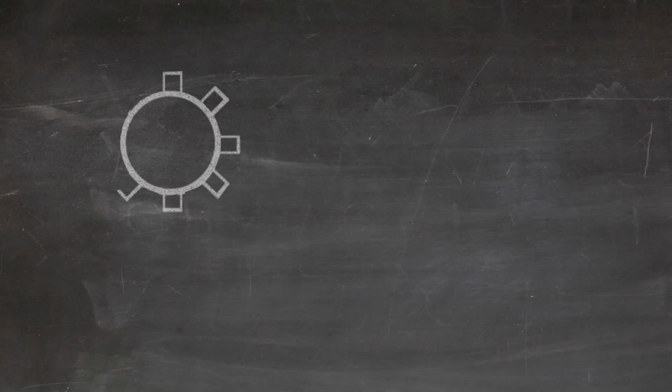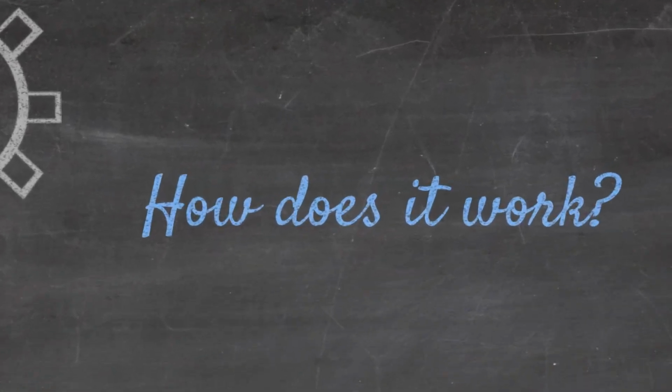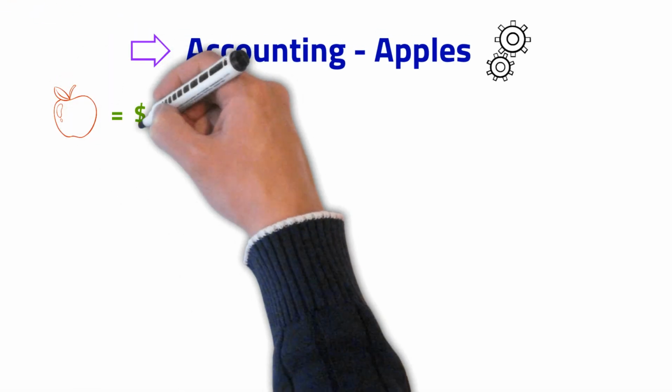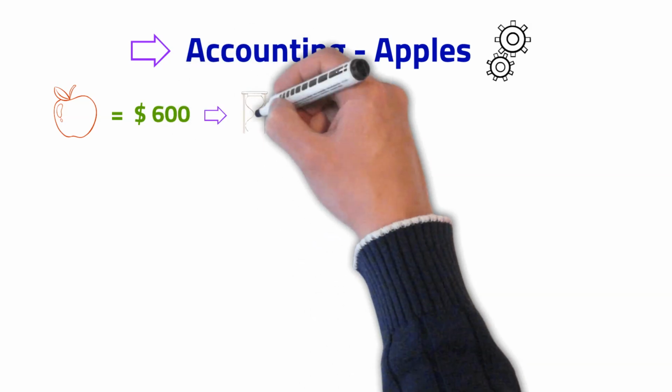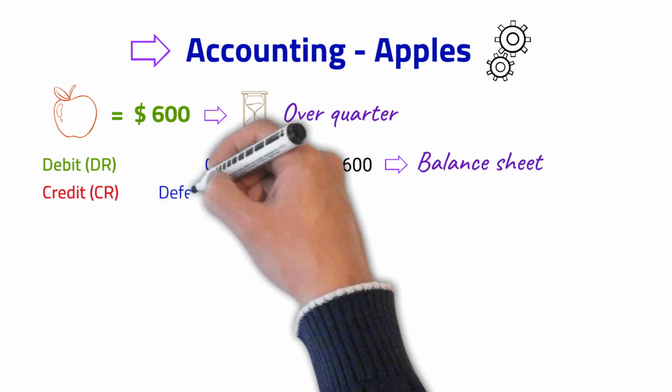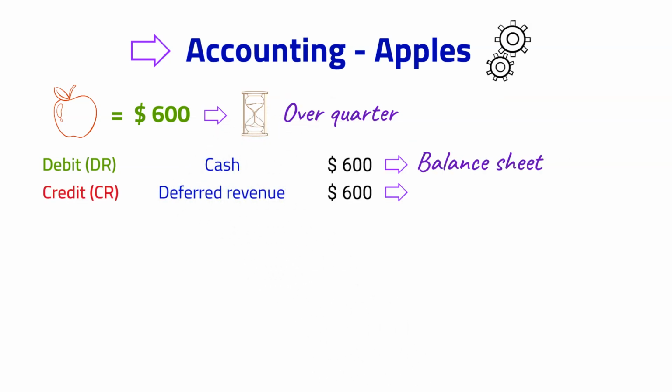Now let's get back to our Apple shop. Our Apple shop takes a $600 prepayment today for apples to be delivered over the next quarter, 1/3 each month. Cash is in now, but no delivery and no sale yet. At prepayment, we record the following journal entry. Debit cash $600, credit deferred revenue $600 to acknowledge the commitment to deliver.